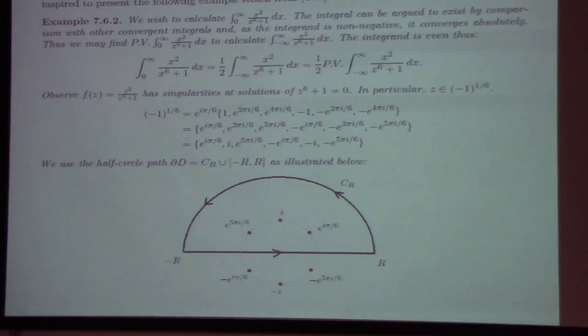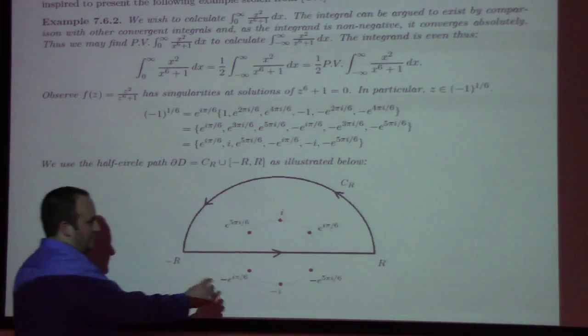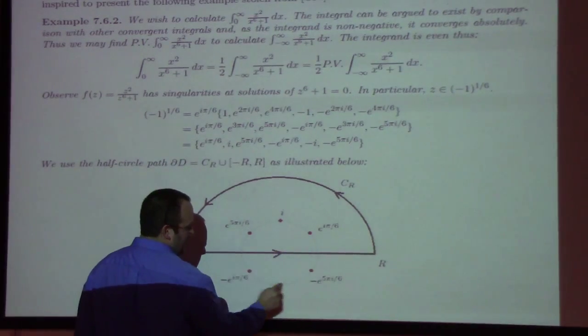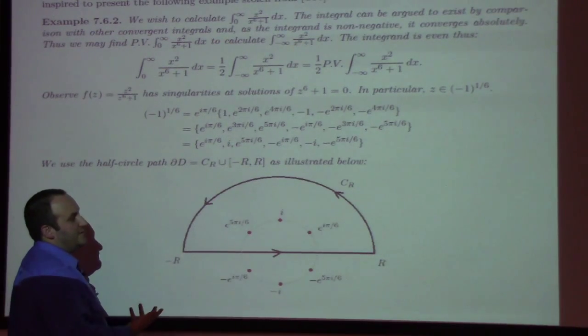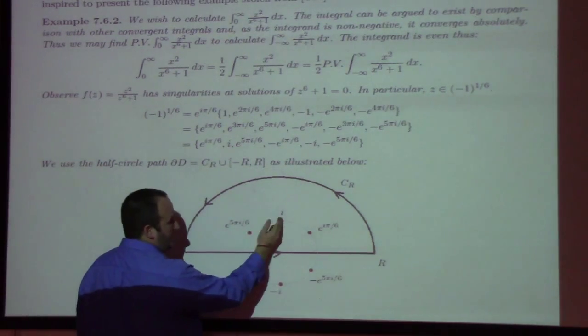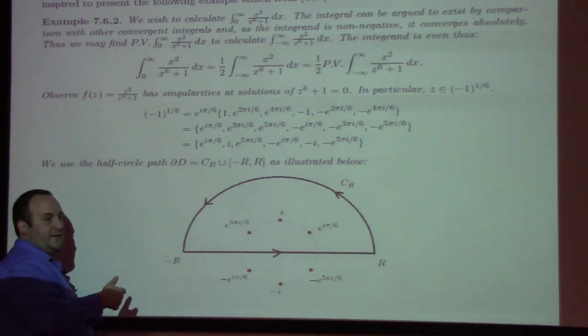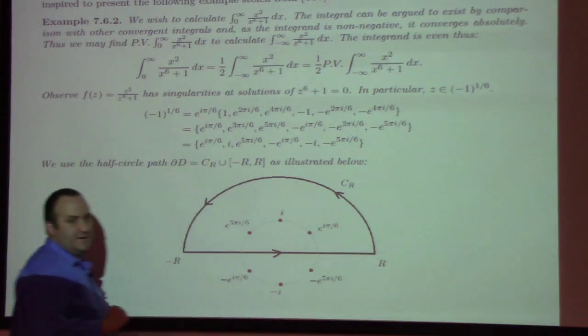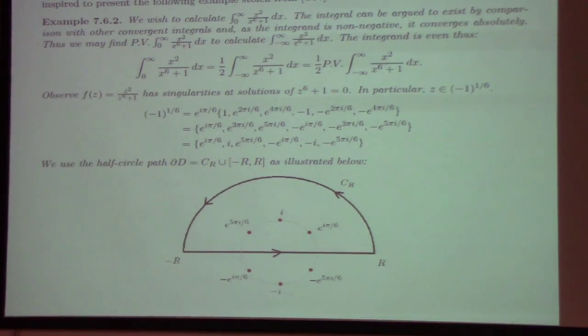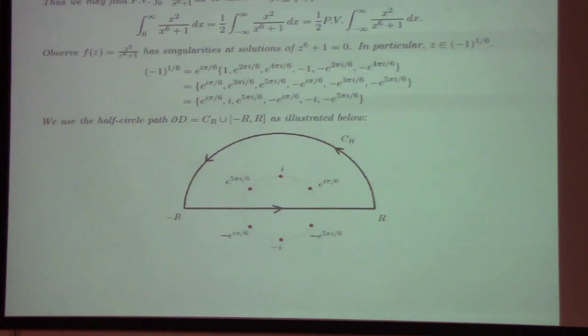Here, x squared over x to the 6 plus 1. Now, x to the 6 plus 1 has singularities at the 6th roots of minus 1, right? So you have to think about these 6 points. Going back to what we started with today, you'd have to calculate the residue here, here, and here, and add them together. You apply the ML theorem, this piece goes to 0. This piece gives you the integral from minus infinity to infinity, rather the principal value thereof, and that's this example.